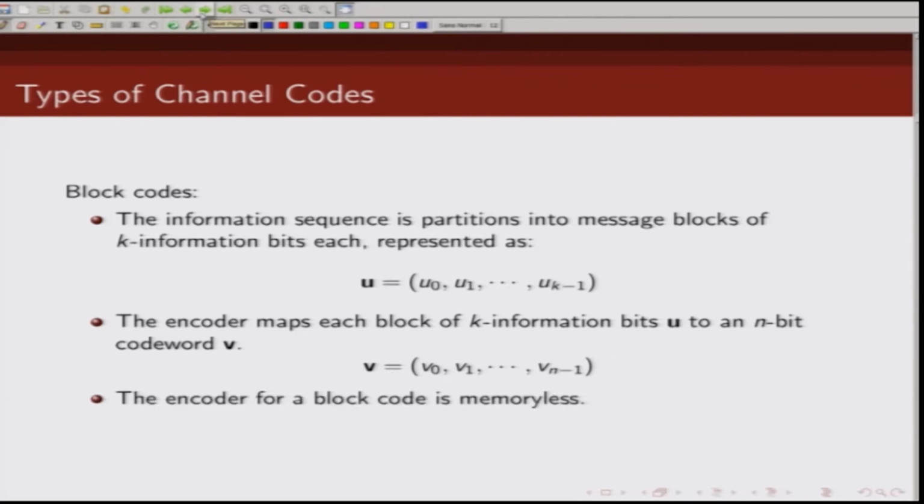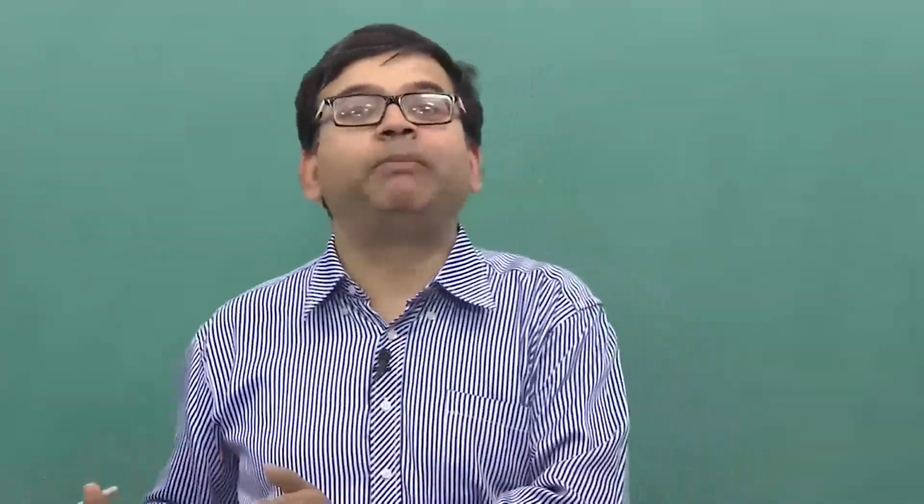Now, in block codes the encoder is memoryless. What do we mean by that? When we encode a block of k bits, our output depends only on that current block of k bits. It does not depend on what the previous blocks of data were. That is one property of block codes which makes it different from convolutional codes.